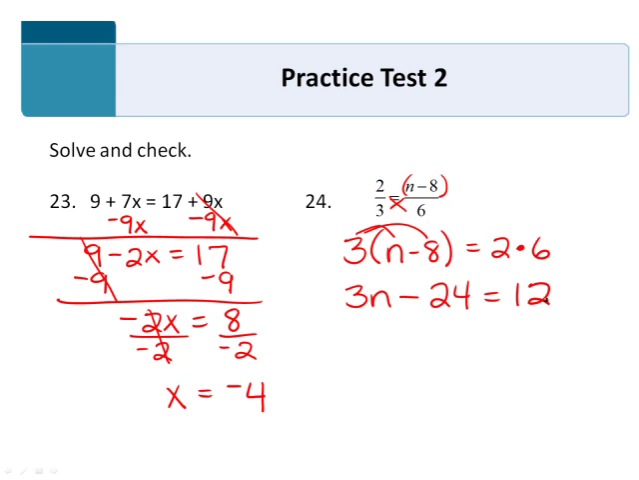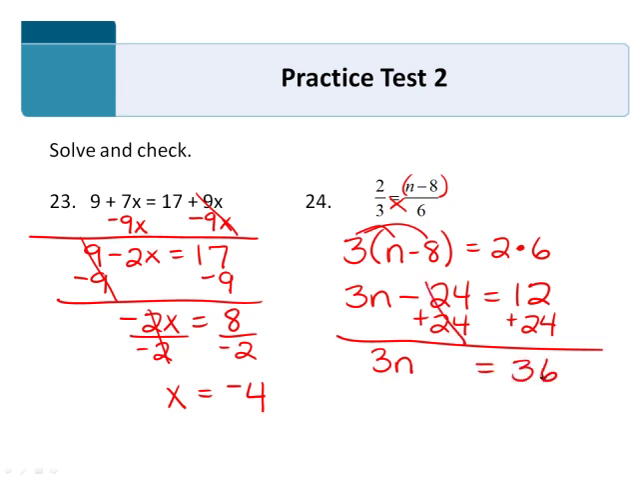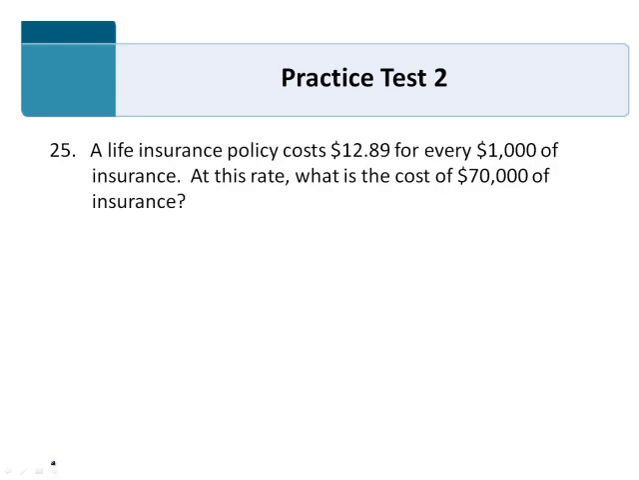Now, don't mess with the 3n. Get rid of that negative 24. So add 24 to both sides, and the 3n comes down. The 24's have canceled, and that equals 36. And now divide by 3 on both sides. So n equals 12. That's a nice problem. I like that. All right, 25.